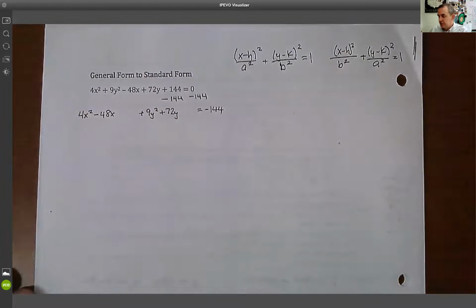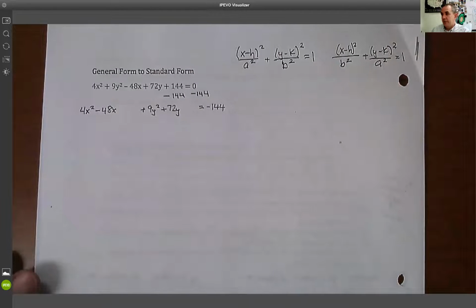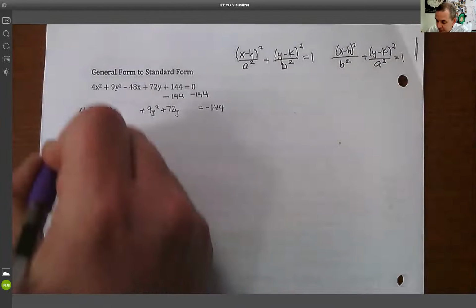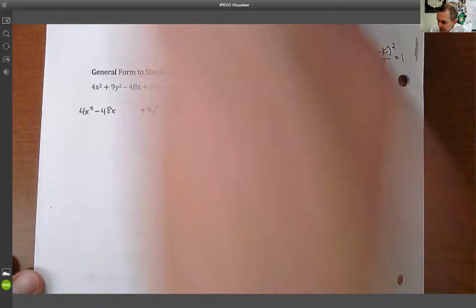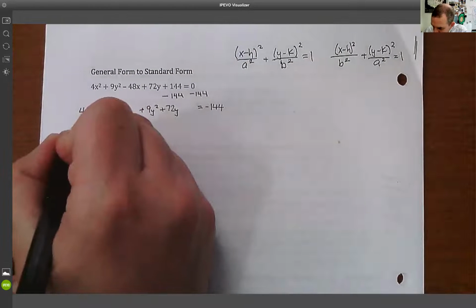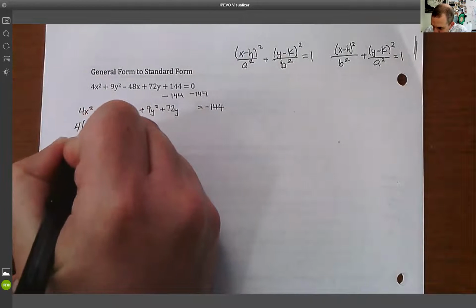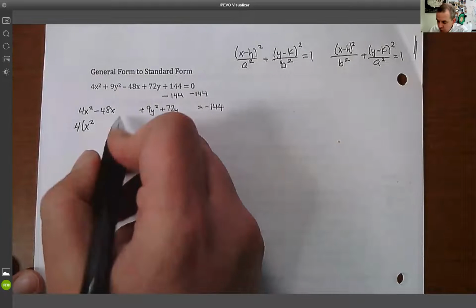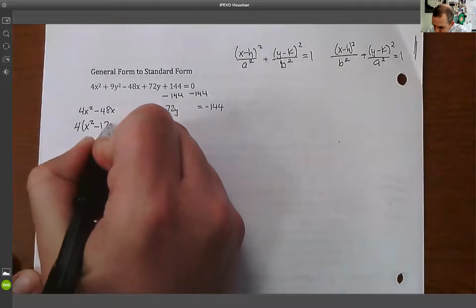So what I'm going to do is there's going to be a greatest common factor. And I'm going to tell you it's the easiest greatest common factor in the world. Whatever the number is in front of the squared term is your greatest common factor. So here, I can take 4 out. When I take 4 out, I get x squared. When I divide 48 by 4, I get negative 12x.